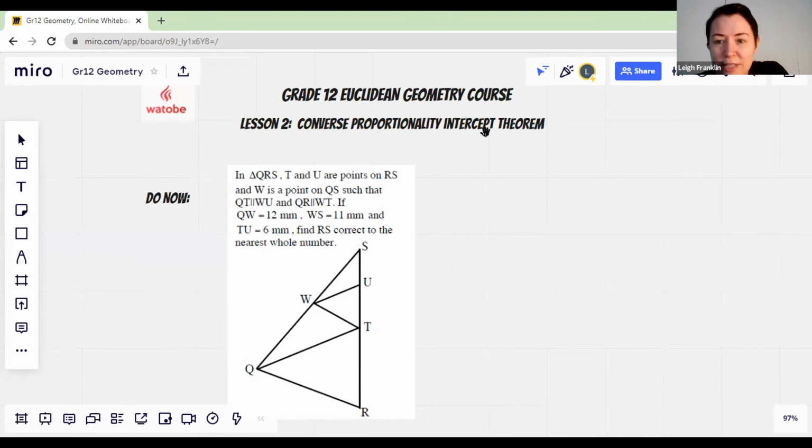All right. If you recall, last time we had started our geometry course and we had started off talking about the proportionality intercept theorem. So what I wanted us to do today was to continue this conversation, but to talk about the converse of the proportionality intercept theorem and what that means. And then I want us to have a look at some exam type questions where we will be using possibly some of the geometry that we've learned all the way from grade 8, but certainly putting into practice proportionality intercept theorem and its converse as well.